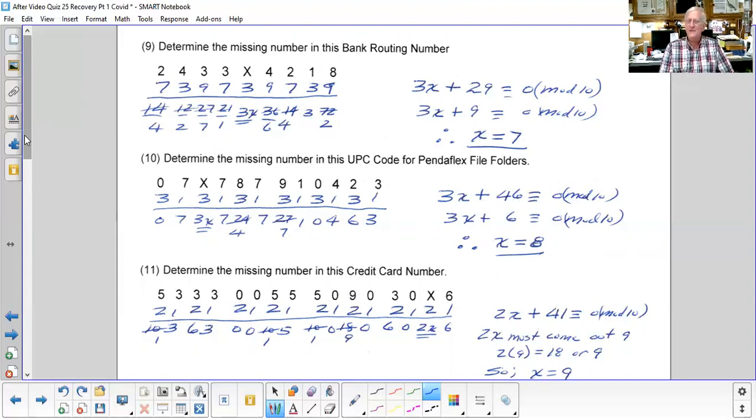Okay, and I've decided not to teach that during this course because it's a little bit confusing, and I don't want to mess you up on your bank routing numbers or your UPC code. So I'm skipping credit cards.